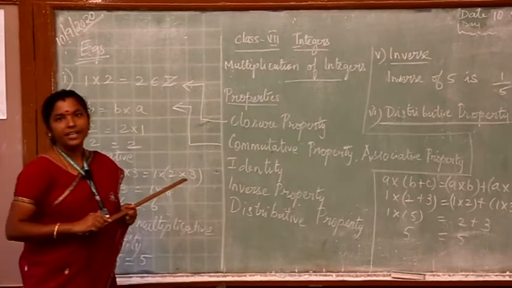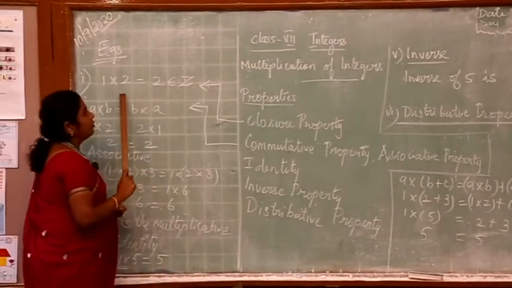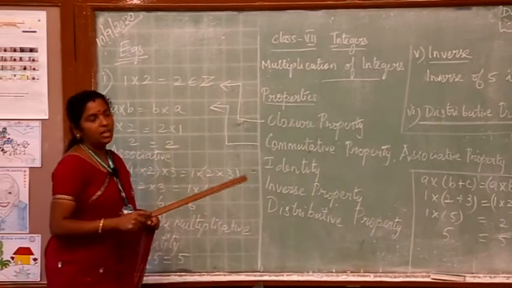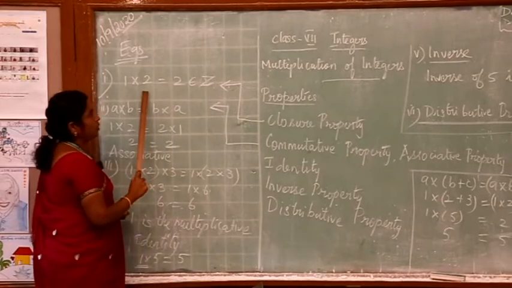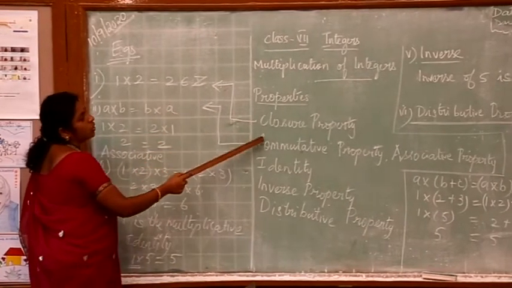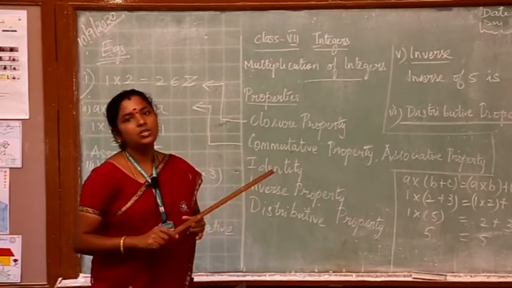I will take any 2 simple examples of integers, 1 and 2. I am going to take this 1 and 2, and the operation here is multiplication. So, 1 multiplied with 2 is equal to 2. This 2 also belongs to integers. So, this closure property holds good under multiplication. This is your first property.